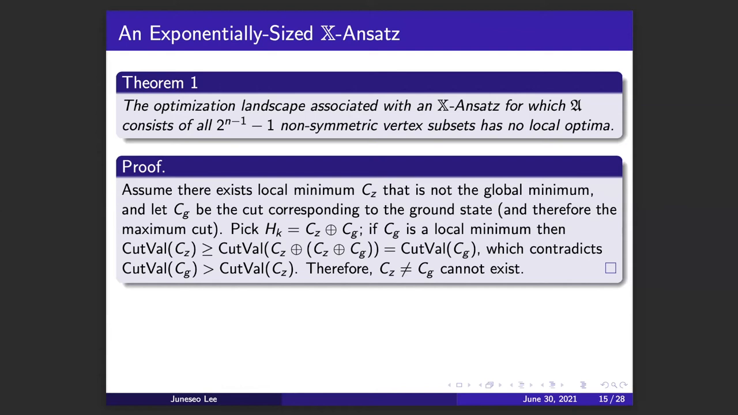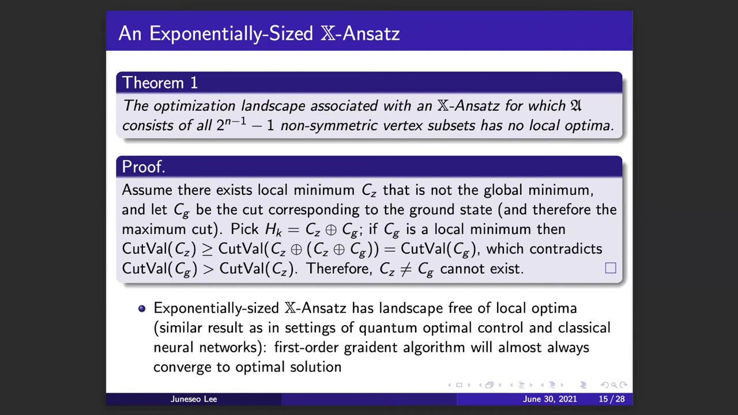And if you do the calculation, that just simplifies to being the cut value of CG, which is a contradiction because we know CG has the highest cut value and CZ was not the global minimum. And therefore, CZ cannot exist, and the only local minimum is the global minimum. And what this theorem tells us is that an ansatz with exponentially many elements, and so having exponentially many variational parameters, has a landscape that's free of local optima.